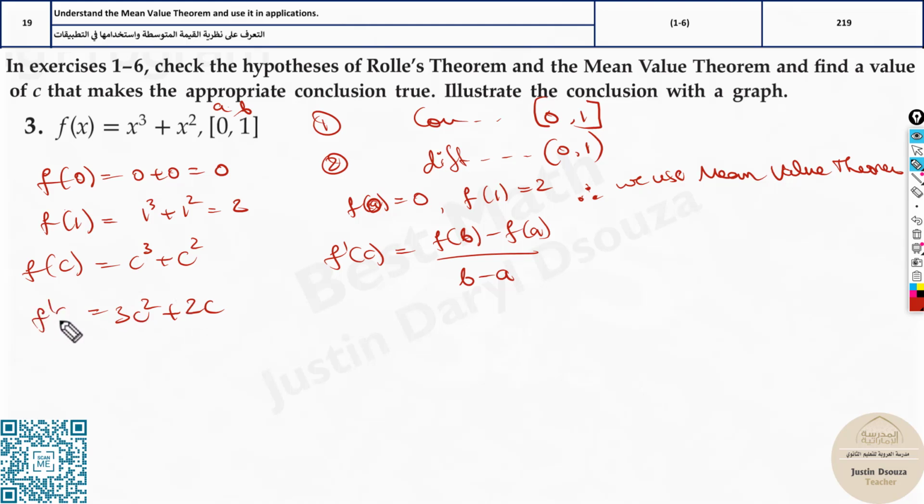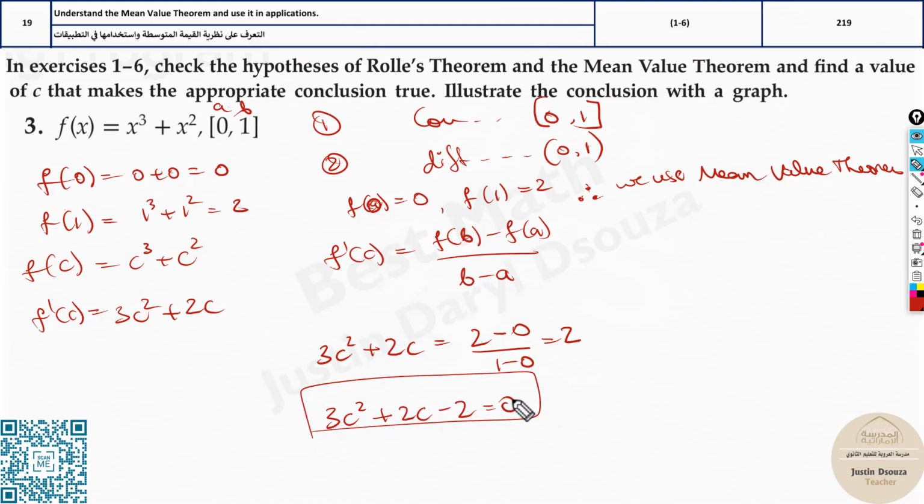Now this is the derivative of c. Now substitute this: f derivative of c, 3c to the power 2 plus 2c, is equal to, what is f of b? That is f of 1, which is 2, minus 0, divided by 1 minus 0. It's basically 2 divided by 1. It's 2 itself. This entire thing is 2. Now let's take this 2 to the other side. It'll be 3c squared plus 2c minus 2 equals 0. Now this is a quadratic equation. How do we solve it?